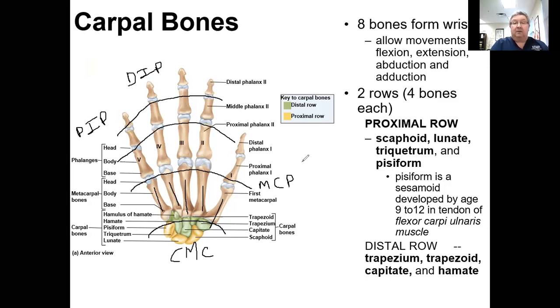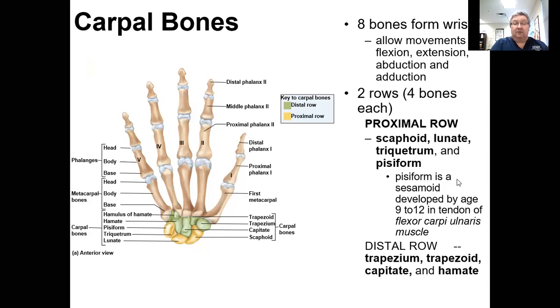Let me clear that. Come on, baby. Okay, so the carpal bones, come on.